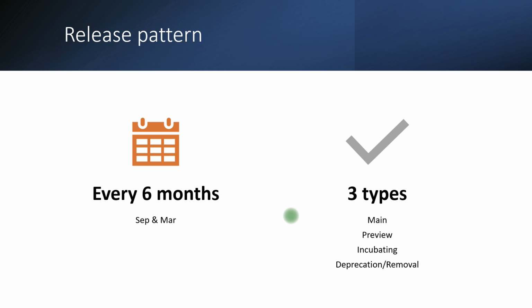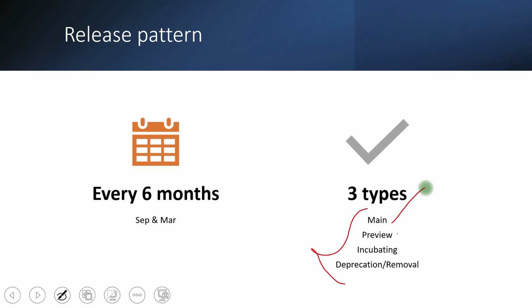Release pattern: every 6 months, as I told, they are releasing, and every year the months of release are March and September, you can say. So the release comes in 3 categories, next you see they are releasing features under 4 categories, not 3 but 4 categories.